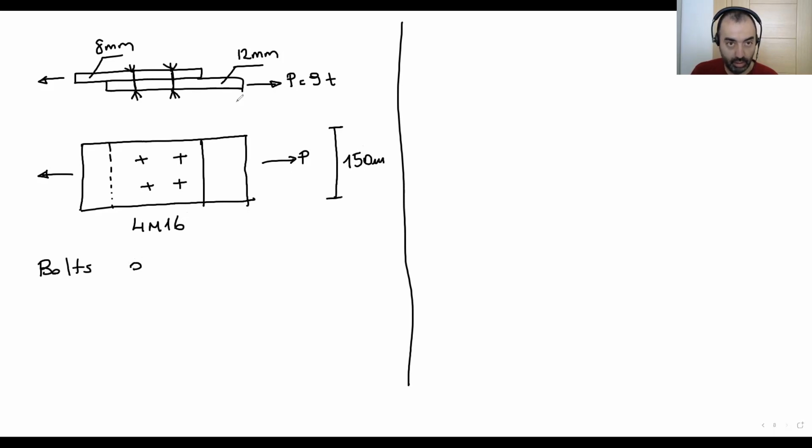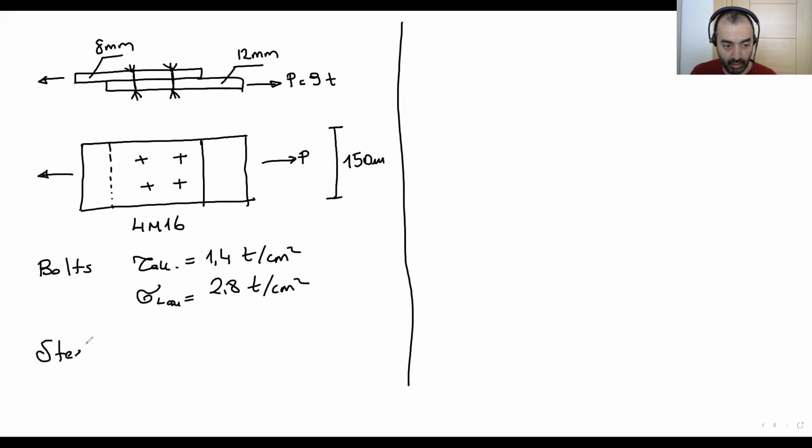The question here is, by the way, for bolts again. For a low bolt, the allowable stress is 1.4. My sigma L low bolt is 2. And for steel, sigma and low bolt.